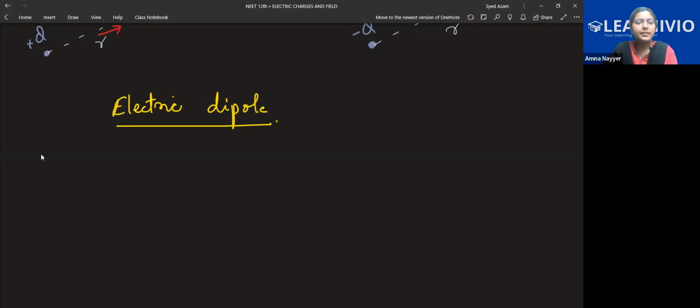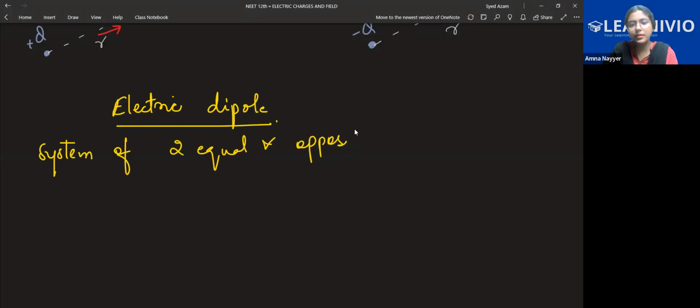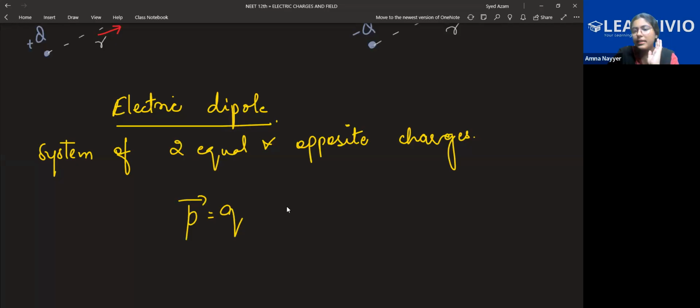See, this is one thing that is very clear. It's a system of two equal and opposite charges. This is what is meant by a dipole, and the charges are at a very small separation from each other. The formula of dipole moment is very simple. That is, take the charge, multiply by the separation. Now here you can take the separation as L or anything. You just have to give your final answer.